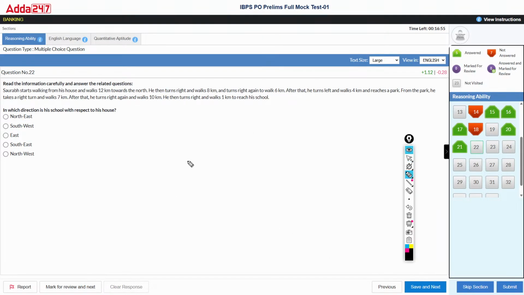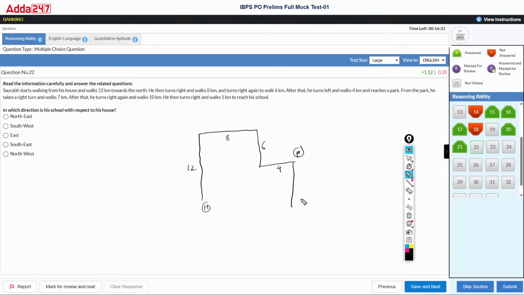Saurav starts walking from his house 12 meters towards north. So house here, north. Right turn and walks 8 meter. The right turn 6 meter. He takes left turn and 4 meter. Reaches park. From park he takes a right turn and walks 7 meter. After that he takes a right turn and 10 meter, then takes a right turn and 1 meter. School.